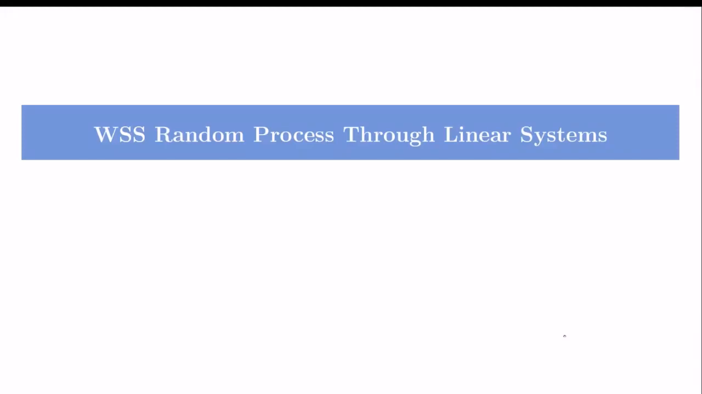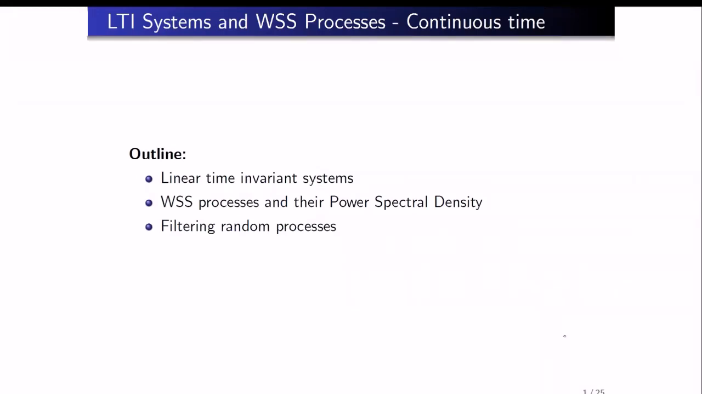Now let us see what happens when a WSS random process is passed through a linear system. We will talk about what an LTI, a linear time invariant system, is, and then we will see what happens to the spectrum and autocorrelation when a wide sense stationary process passes through the LTI system.